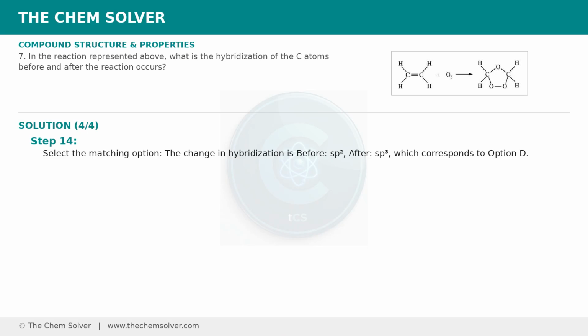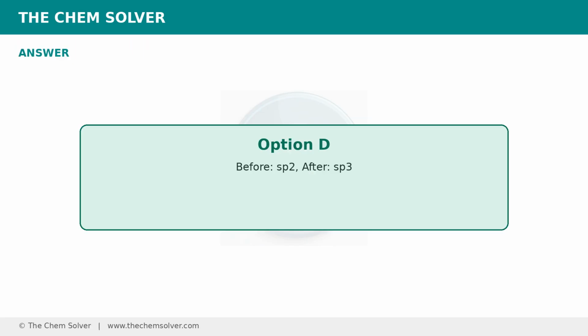Select the matching option. The change in hybridization is before sp², after sp³, which corresponds to option D. The correct answer is option D, before sp², after sp³.